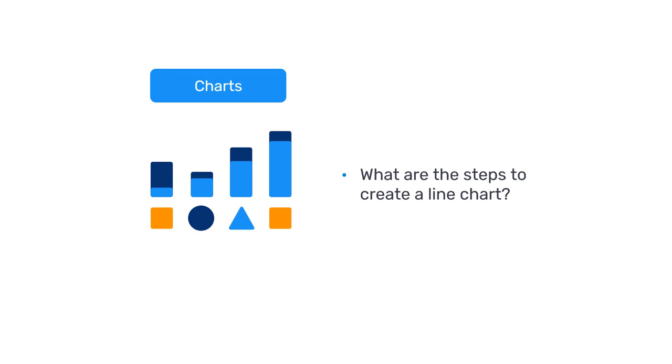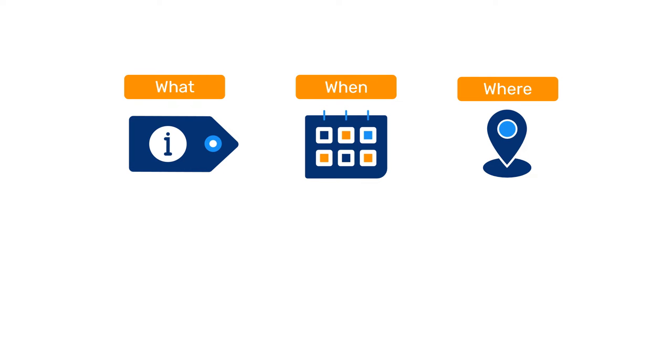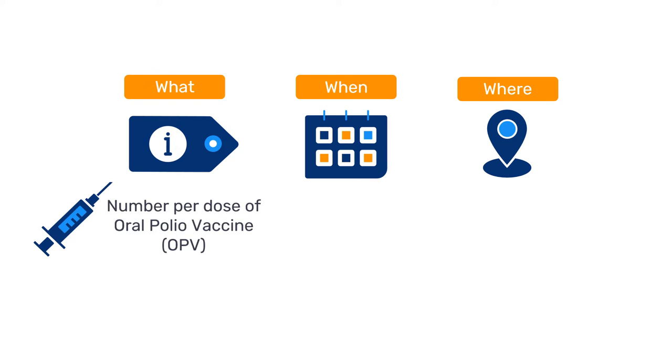What are the basic steps to create a line chart in DHIS2? To frame our example, let's say we want to show the number of doses of oral polio vaccine, or OPV doses, given monthly in 2021 from all districts in the Animal Region of our fictional country, Training Land.